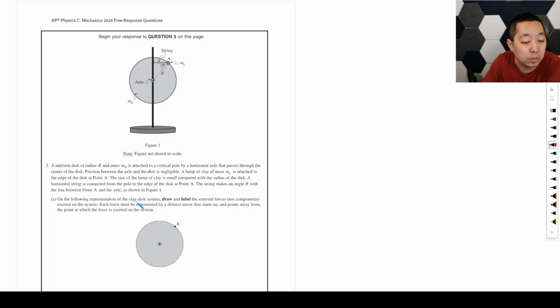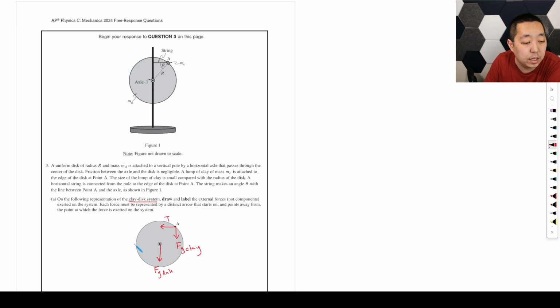So we have the clay-disk system. I'm going to start with gravity. I've got gravity of the disk, we'll say Fg of the disk. Here we'll have the gravity of the clay. Then what's touching it? They're touching each other, so we don't have to worry about that because they're part of the system. We have a string here, so there's a tension at this point.